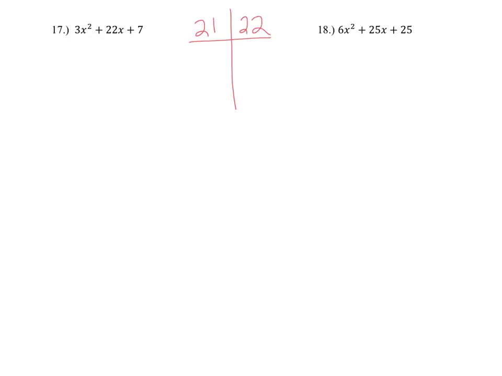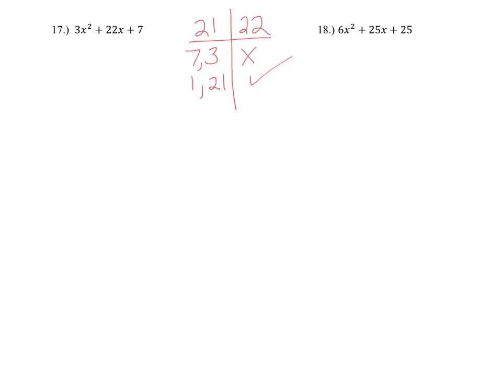So, automatically I think of 7 times 3 because those are the two numbers I just multiplied together. Well, 7 plus 3 gives me 10. That's not going to work. Well, think about it. It's got to be 1 and 21, right? Because 1 plus 21 gives me 22. So my middle terms here are going to be 1x and 21x.